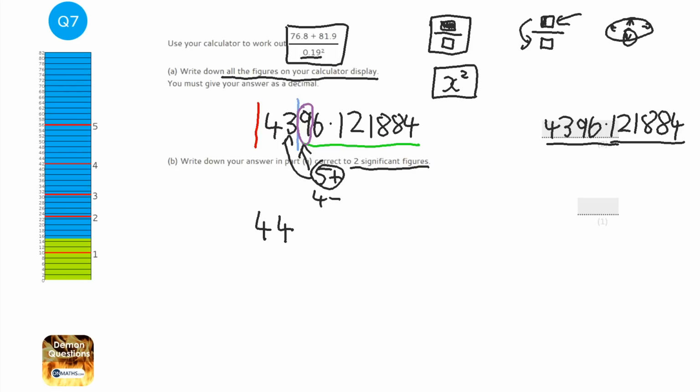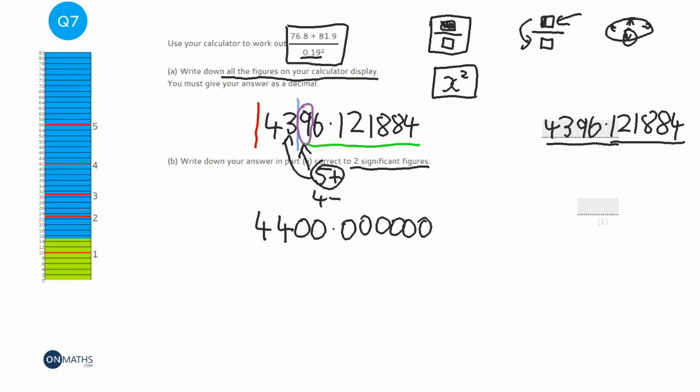They turn to 0. Now, if you think about it, if you have a number 4,396.121884 written down, and someone says, "Can you tell me roughly how much that is?" Then if you say the answer of 44, that's not roughly 44. It's nowhere near 44. So the 9 and the 6 will turn to 0. And actually the other numbers do too.